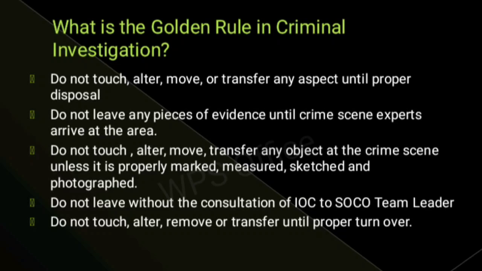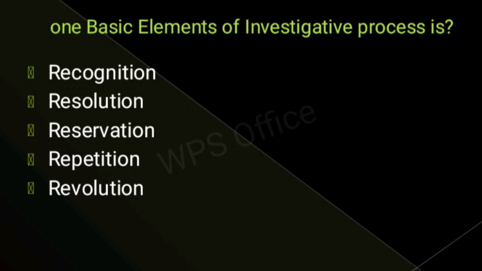Do not touch, alter, move, transfer any object at the crime scene unless it is properly marked, measured, sketched, and photographed. Next is, one basic element of the investigative process is letter A, recognition. Letter B, resolution. Letter C, reservation. Letter D, repetition. Letter E, revolution. The answer is letter A, recognition.